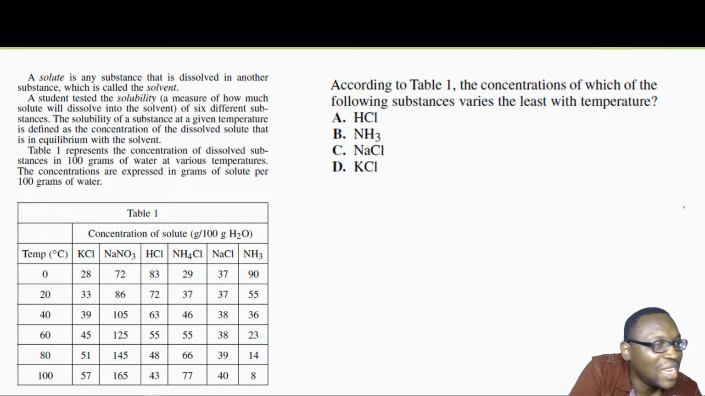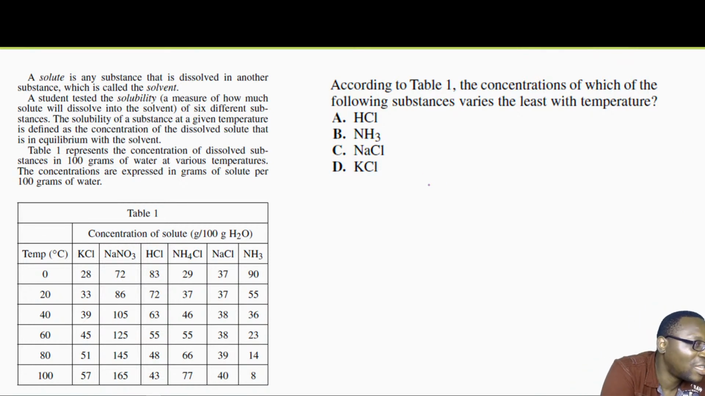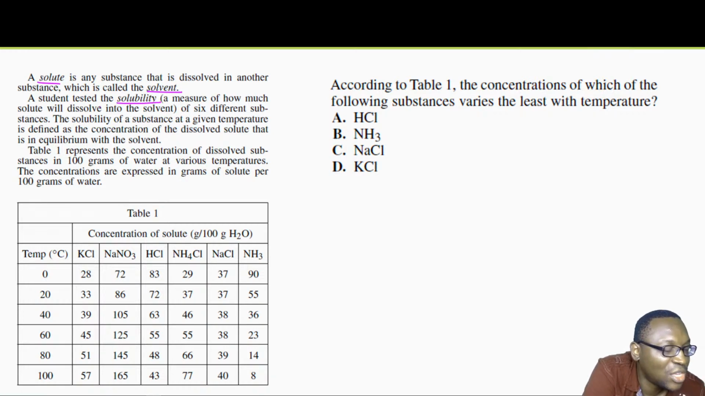So a solute is any substance that is dissolved in another substance, which is called a solvent. So these are important things to note. A student tested the solubility, which is the measure of how much solute will dissolve into a solvent, another important word there, of 6 different substances. The solubility of a substance at a given temperature is defined as the concentration of the dissolved solute that is in equilibrium with the solvent.